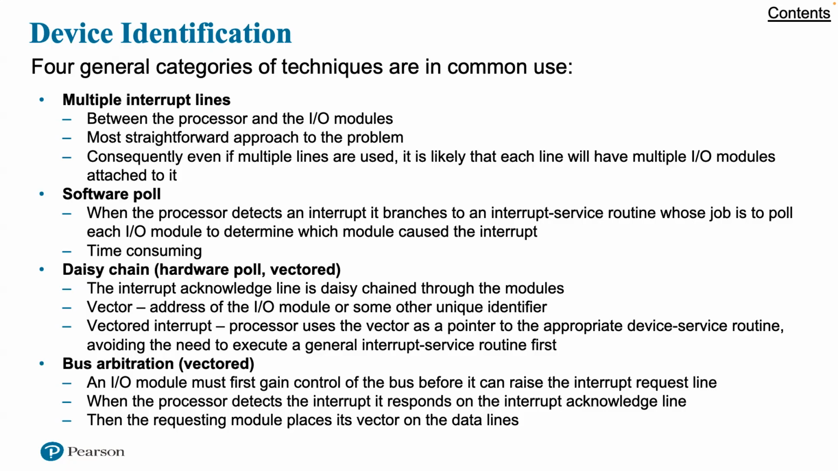There's another technique that makes use of a vector interrupt, and that is the bus arbitration. With bus arbitration, an I/O module must first gain control of the bus before it can raise the interrupt request line. Thus, only one module can raise the line at a time. When the processor detects the interrupt, it responds on the interrupt acknowledge line. The requesting module then places its vector on the data line.